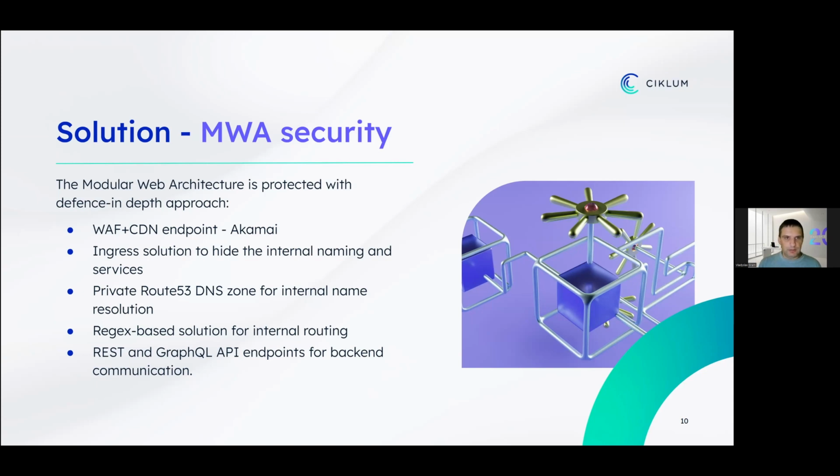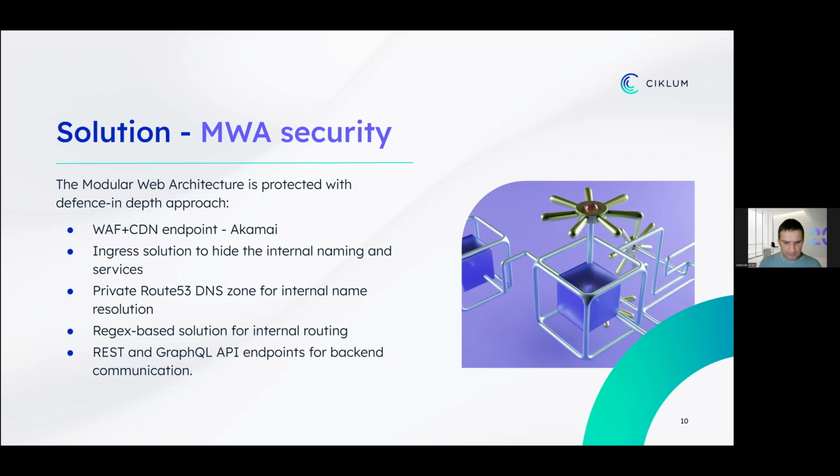Also, all of the backends have an internal private DNS zone, and the name resolution is done by the private Route 53 DNS service. Yeah, we have a regex-based solution for internal routing, but it's a bit restricted. It's one place where we had to choose a non-optimal strategy, basically this regex-based solution for the routing. So I will talk about it a bit later.